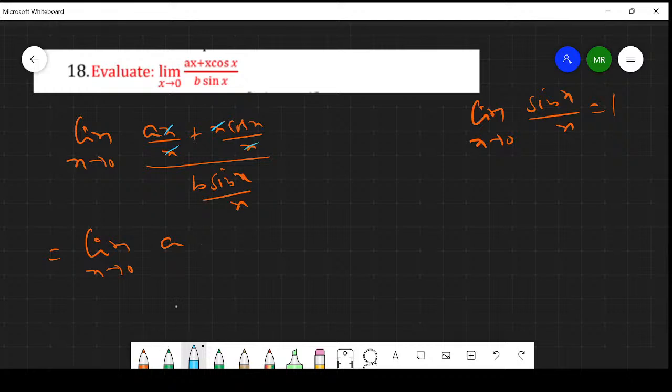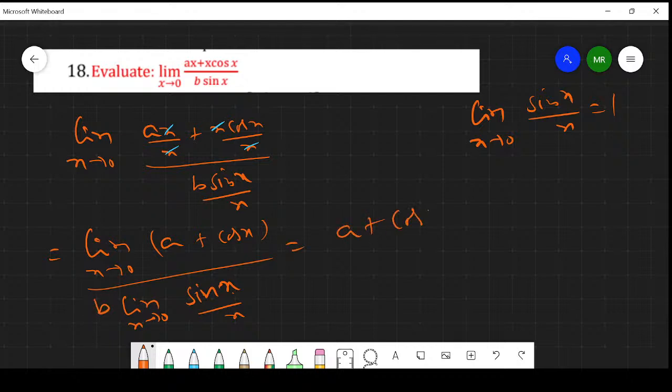You will get a plus cos x by b outside, into limit x tends to 0 of sin x by x. Now apply the limit: a plus cos 0 by b into 1. Limit x tends to 0 of sin x by x is 1, and cos 0 is 1. That is your answer: a plus 1 by b.